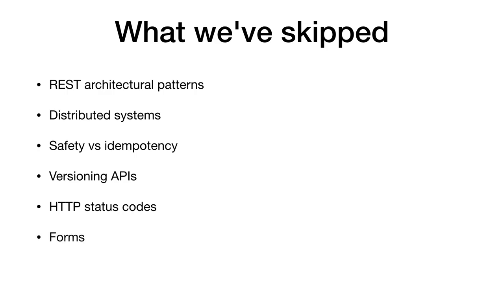And then forms. The World Wide Web uses forms as an affordance to help the user know what data is needed to create a representation. We did not discuss this in our API design. Standards such as OpenAPI and Swagger go a long way in helping the client discover what fields and options are available for those fields when creating or updating resources. And those should be included also in RESTful responses.